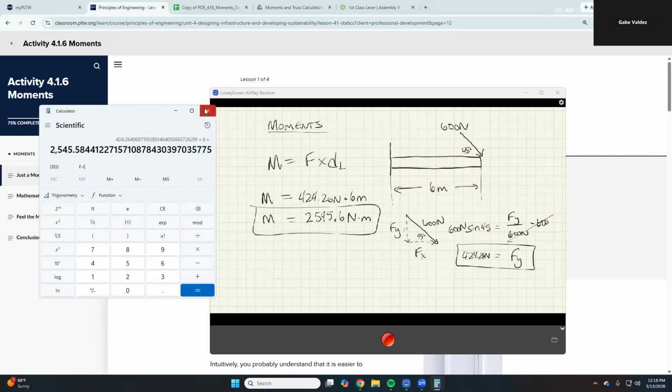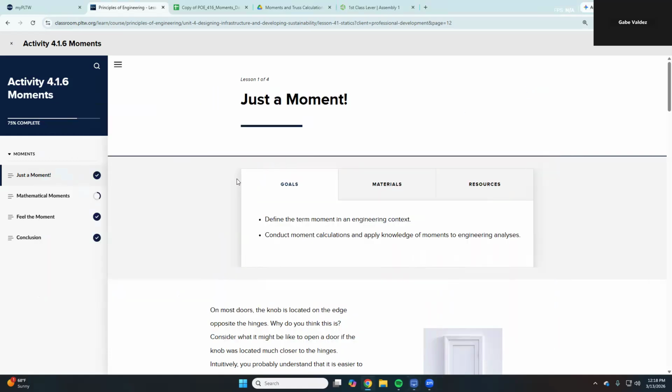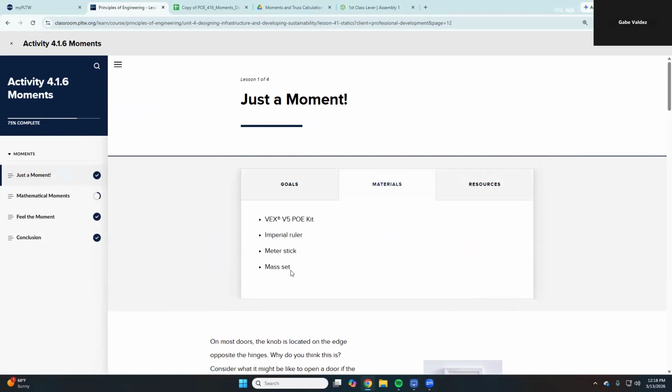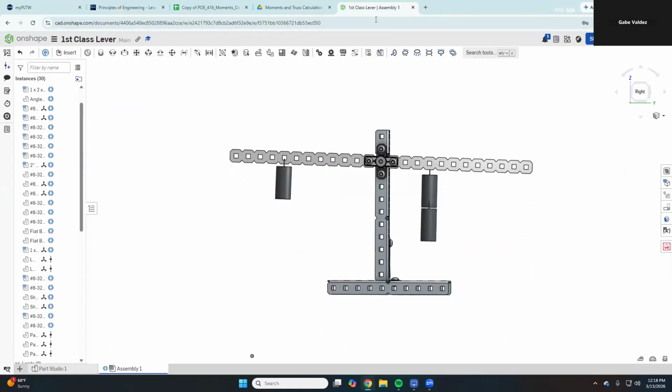So in this activity, what we're doing is we are going to look at moment in an engineering context and conduct moment calculations. The resources here, you're going to need some VEX components because you're essentially going to make a lever assembly with VEX. And you can use these hook weights or these mass sets to essentially investigate the idea behind moment. Now, what we're doing in this activity is it's all a balancing act.